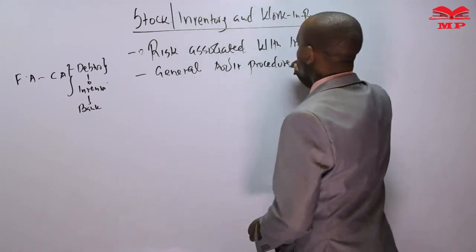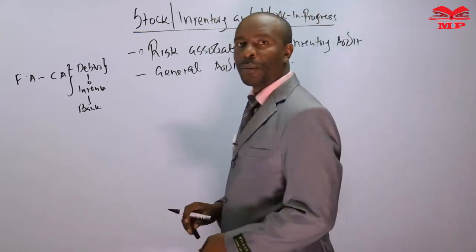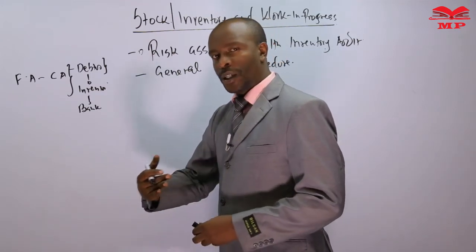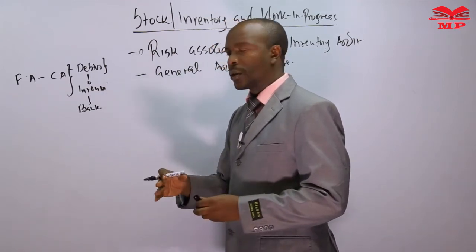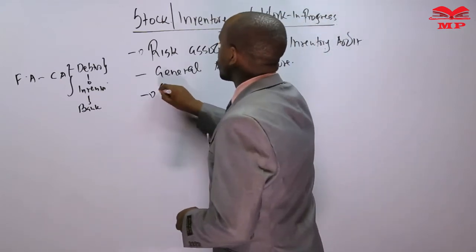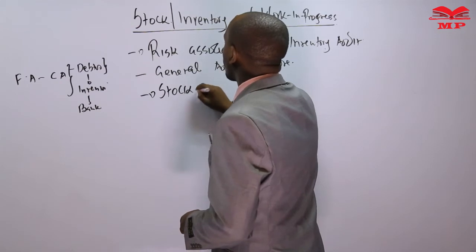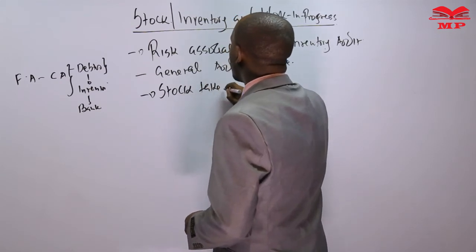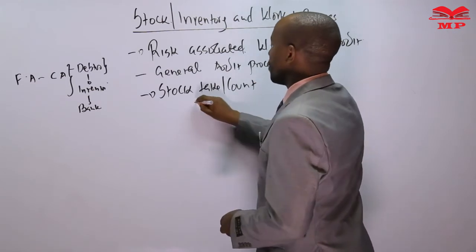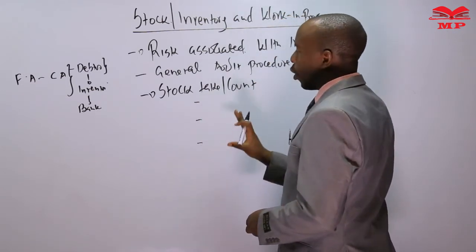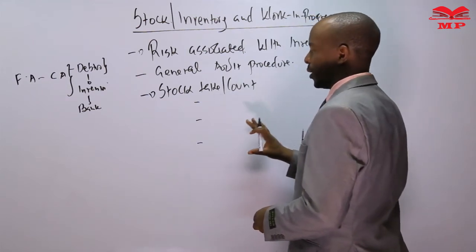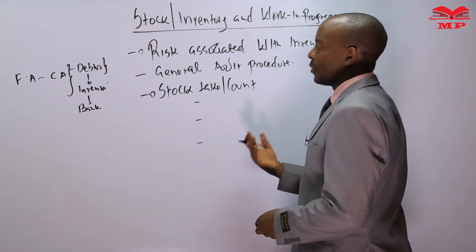There is also one very common question, and perhaps you may have gone through it, and that is referred to as the stock taking activities. When you're conducting stock take, the auditor is supposed to attend, and that is referred to as stock taking. In the stock take or stock count, we are going to be looking at three main areas: the auditor's procedures during stock take, the audit procedures after stock take, and the audit procedures before stock take.